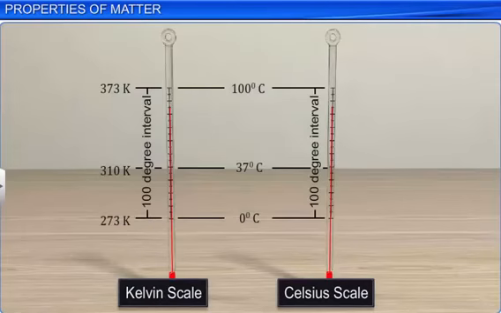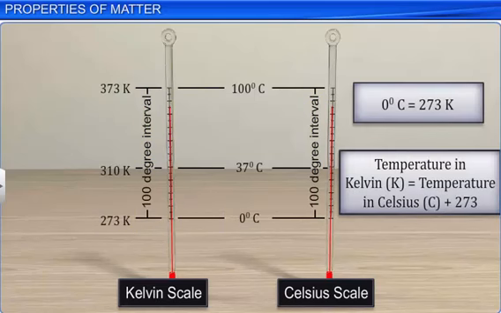The Celsius scale is the most common unit for temperature, and we learnt that the SI unit for temperature is Kelvin. So, let's see how the 2 scales are related. The Celsius and Kelvin scales are divided into 100 equal parts. 0 degree Celsius is equal to 273 Kelvin. Thus, we can say that the temperature in Kelvin equals temperature in Celsius plus 273. Note that, unlike Celsius and Fahrenheit, temperature in Kelvin is not referred to as a degree.